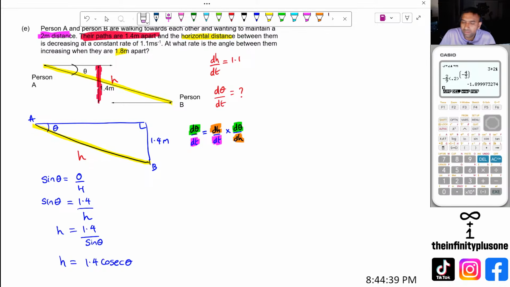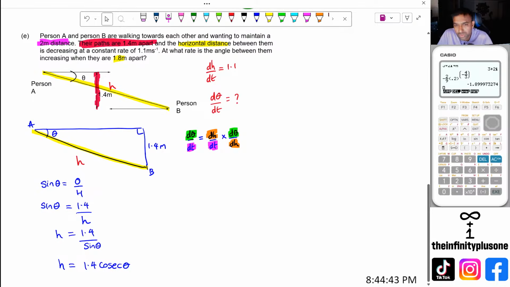Now, Sophie, I don't think they should have used horizontal distance in this particular question. They should have actually used just distance, because the red part, which is the 1.4, is going to be constant. They're always going to be 1.4 meters apart. There are a couple of words in this question that aren't perfect, where they kind of mess it up a little bit.